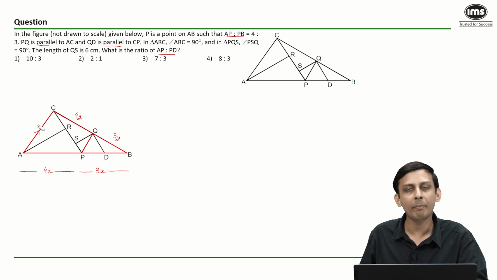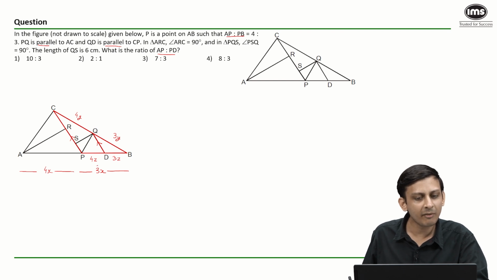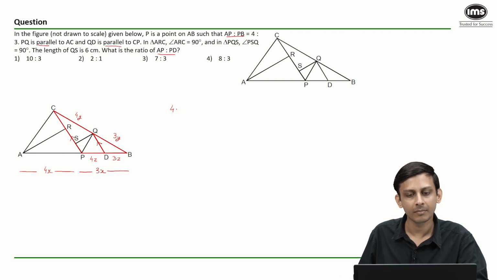Now we have another pair of parallel lines. We also have that QD is parallel to CP. So if you look at these two triangles, QDB and CPB, using basic proportionality theorem, CQ and QB are in the ratio 4 is to 3. So PD and DB will also be in the ratio 4 is to 3. So let us take PD to be 4z and DB to be 3z. Now, we can see that 4z plus 3z will be equal to this 3x. So we will get 4z plus 3z is equal to 3x. So 7z is equal to 3x. So we have this relation between z and x.